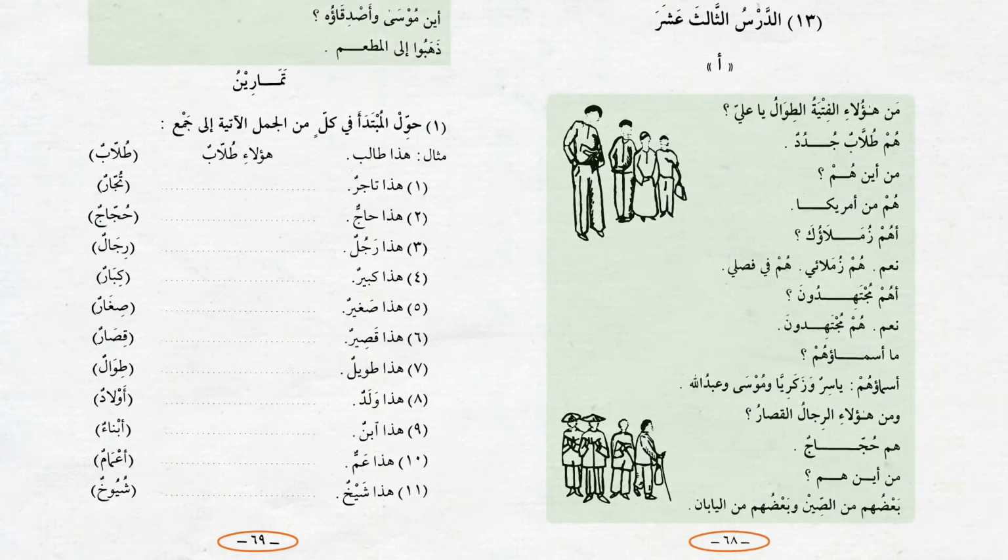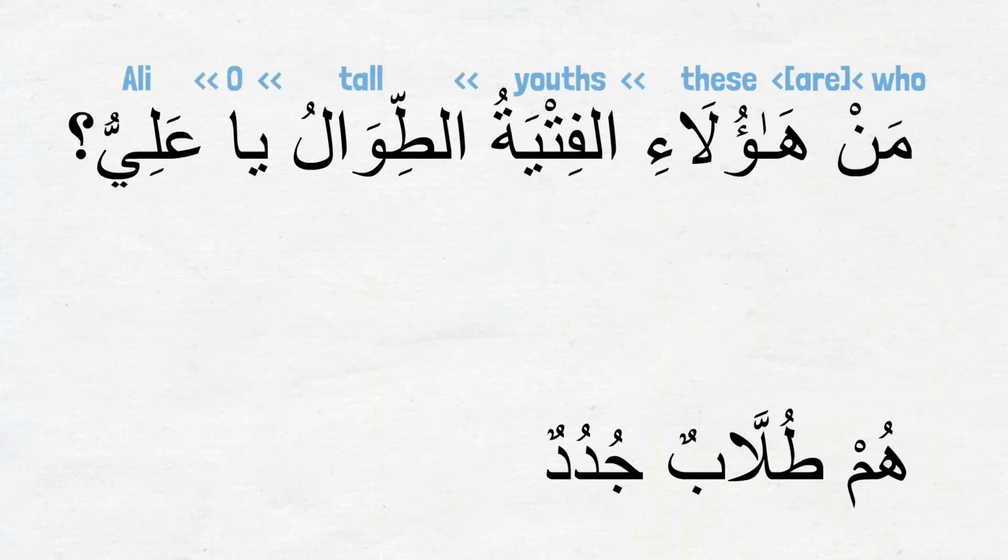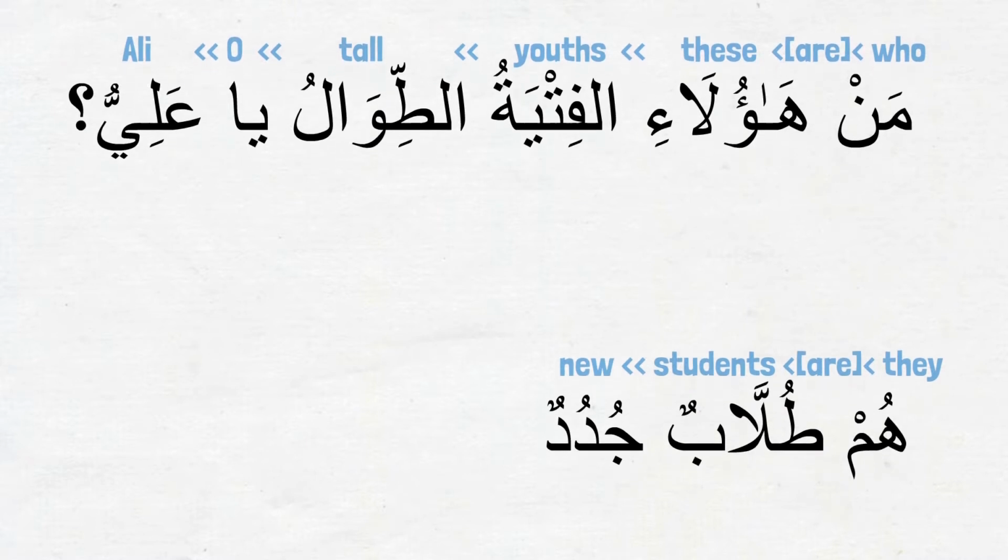It starts with someone asking the question, من هؤلاء الفتية الطوال يا علي? Who are these tall youths, O Ali? The one responding says, هم طلاب جدد. They are new students. Notice here, طلاب جدد is a man'ud and na'at combination, so both are in plural form.